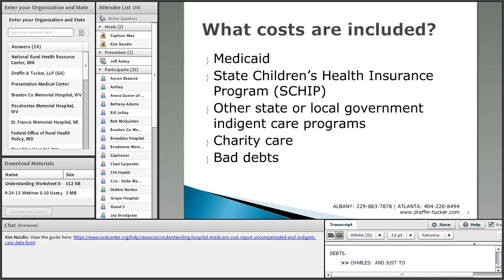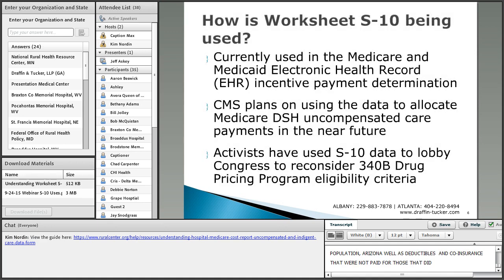Again, just an overview of the type of costs that CMS is requiring you to include in the S-10 worksheet itself. I mentioned I like to break it up into three separate sections. The first section is related to unreimbursed program cost related to the Medicaid program, the state children's health insurance program, and any other state or local government indigent care programs. That encompasses your unreimbursed cost. And then what Medicare refers to as uncompensated care cost would be your charity care and your bad debts.